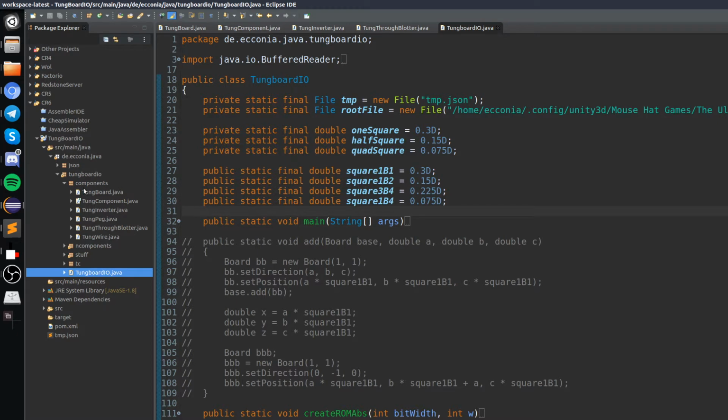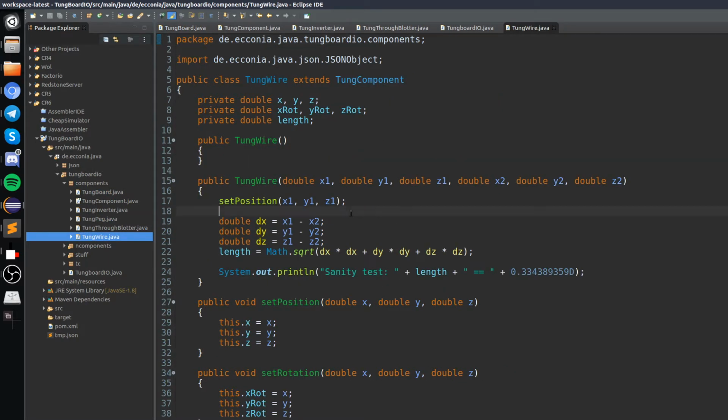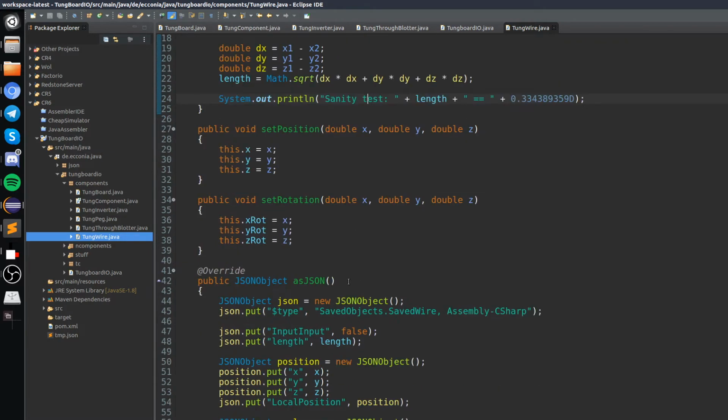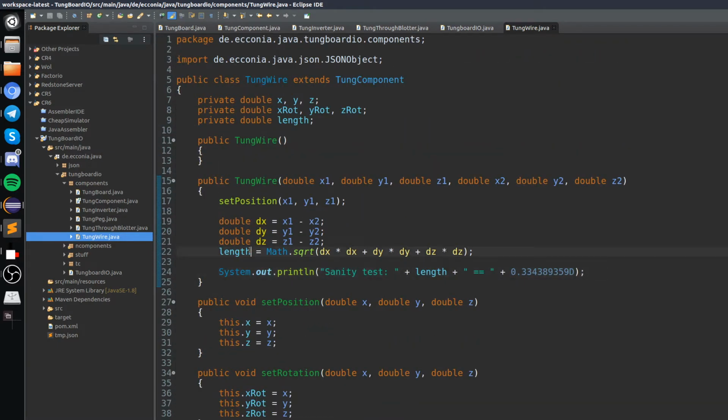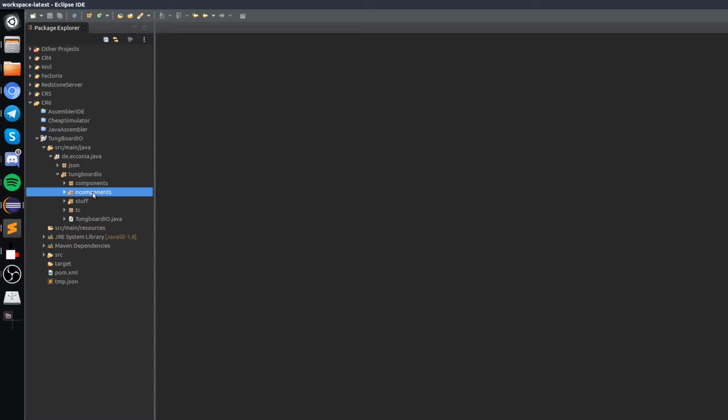And actually I already removed the code which uses the very old TUNG components, because these don't know anything about relations. I got to the point where I tried to place a wire, and here are my horrible attempts of doing so. I don't know. At least I managed to calculate the length, and that was it. Doesn't matter. That was the very first attempt. It's garbage. So I thought, I need to make that absolute one.